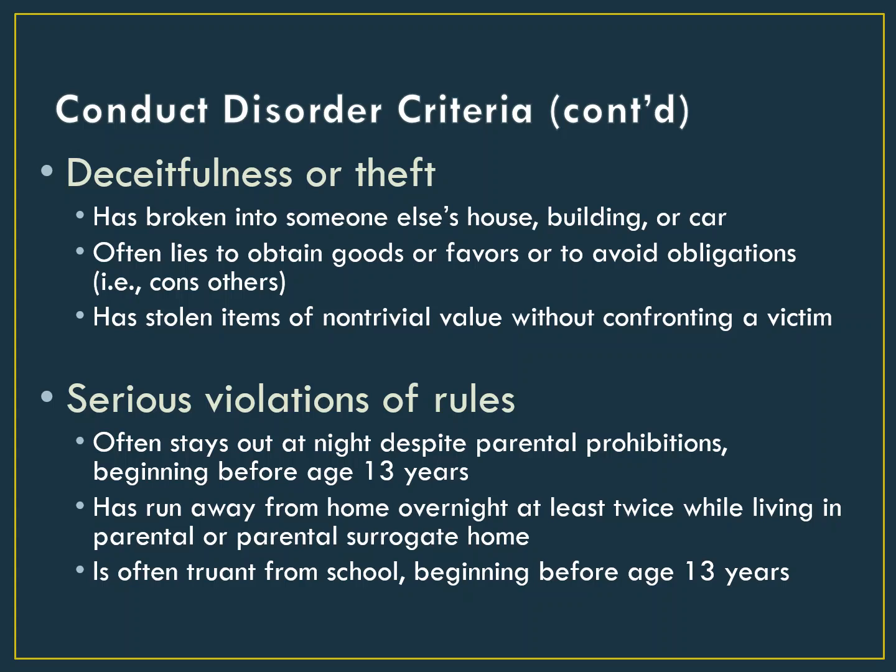Finally, the last category is serious violations of rules and includes three possible symptoms. The first is that the child often stays out at night, even though his parents have not given him permission. Importantly, there must be evidence of this prior to age 13, as we would consider it more normative for older teenagers to disobey their parents and stay out later. So for this to count as a symptom, it must be occurring at age 12 or younger, which is an age at which we would not expect this to occur.